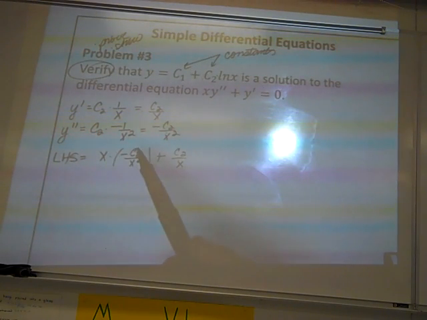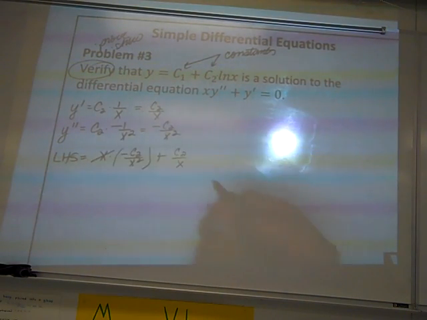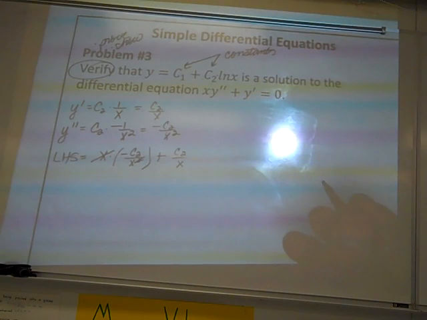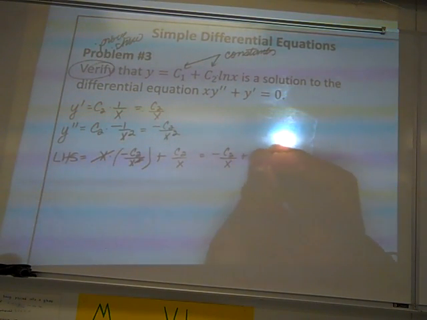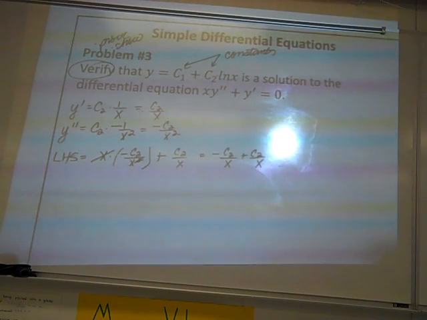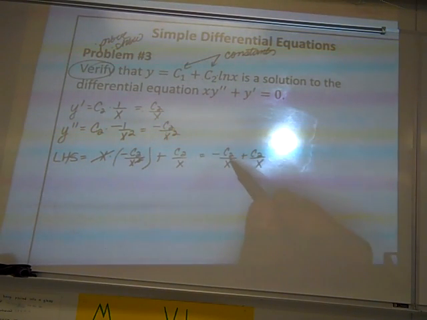Let's look at this. x times negative c2 over x squared plus c2 over x. I have an x in the numerator and x in the denominator. I can cancel those out. That gives me negative c2 divided by x plus c2 divided by x. Well, let's see.